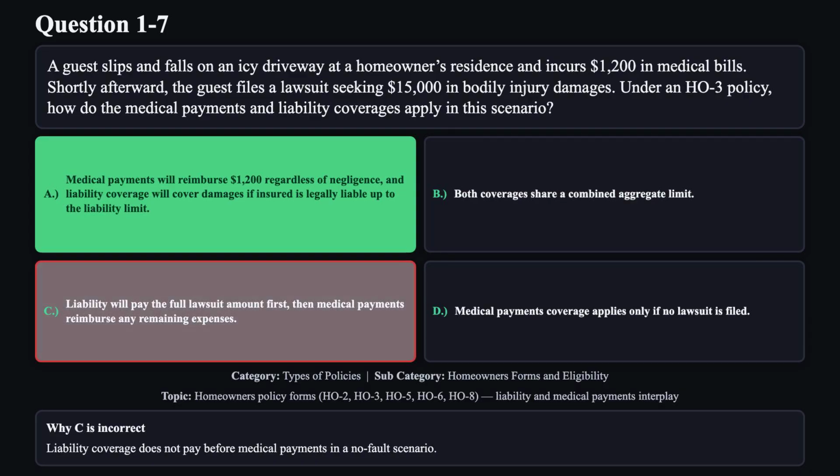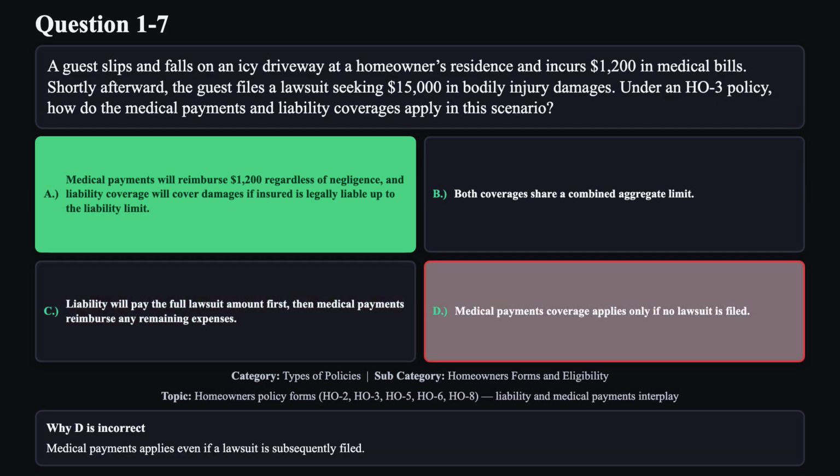Reason C is not correct. Liability coverage does not pay before medical payments in a no-fault scenario. Reason D is not correct. Medical payments applies even if a lawsuit is subsequently filed.